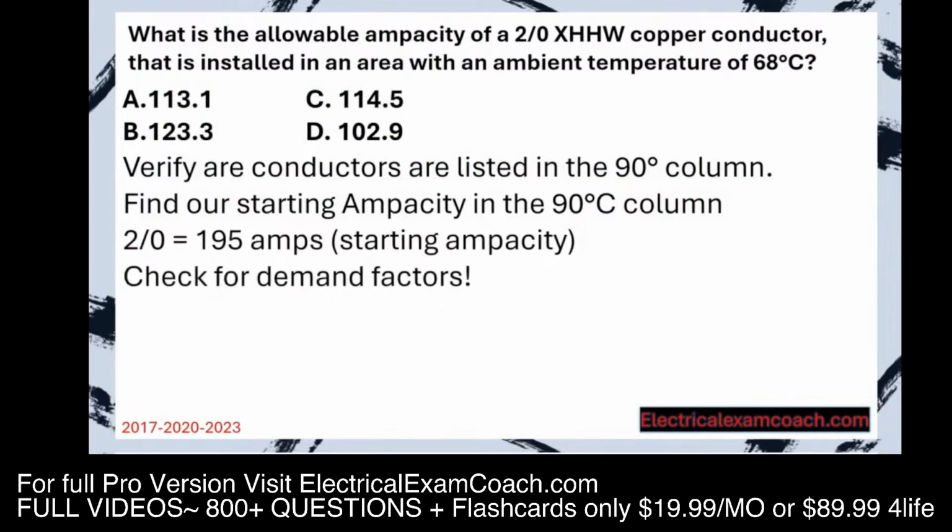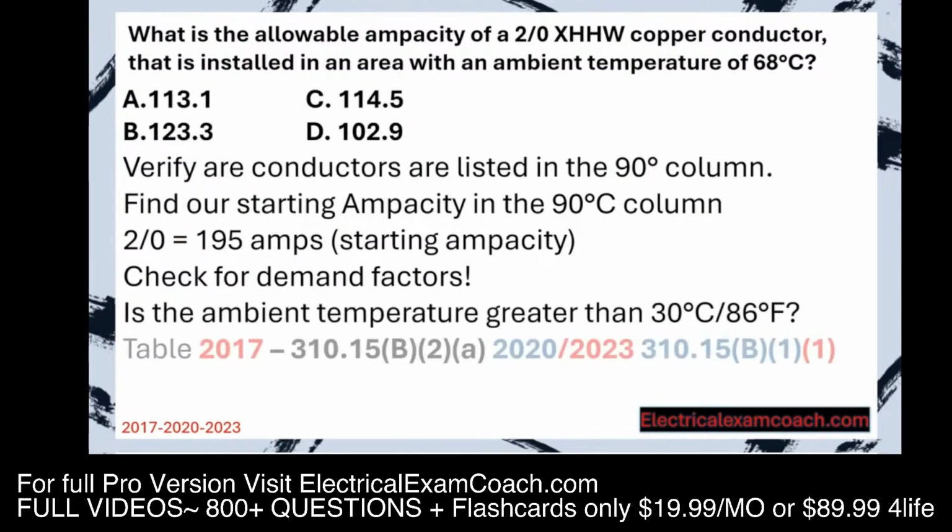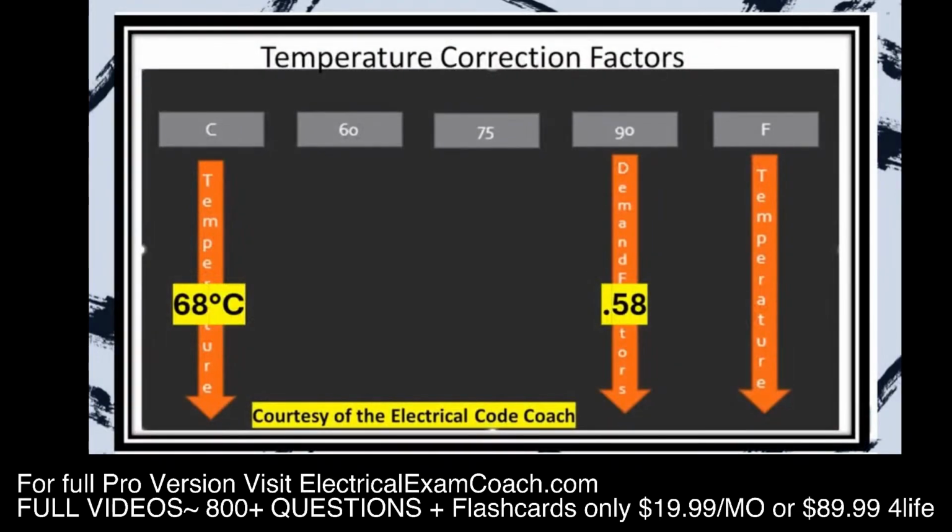Now we check for demand factors. Is the ambient temperature greater than 30 degrees Celsius? It sure is. So we know that there will be a demand factor. We head to our correction factor table, and this time we're going to start on the left-hand side because it was listed in degrees Celsius. But we have to be careful to cross all the way back over to the 90 because that's the column that we chose from.